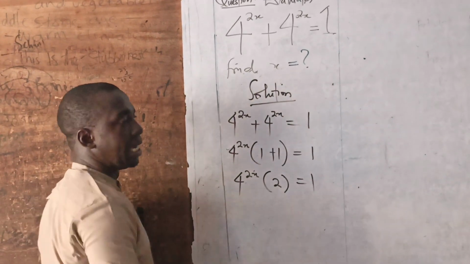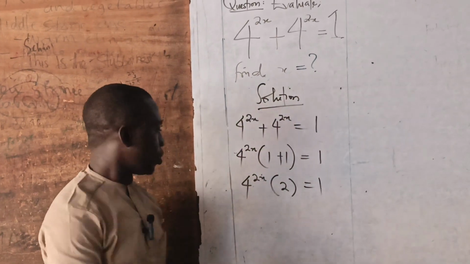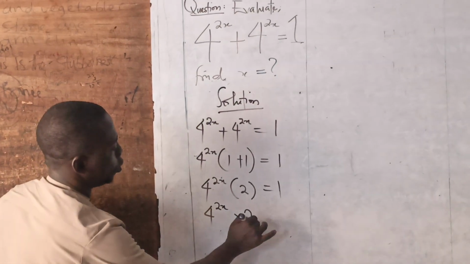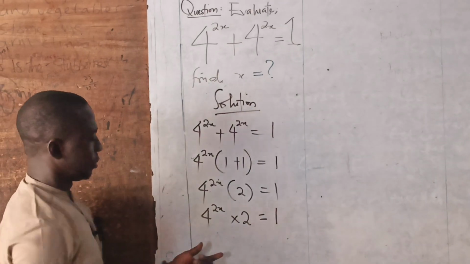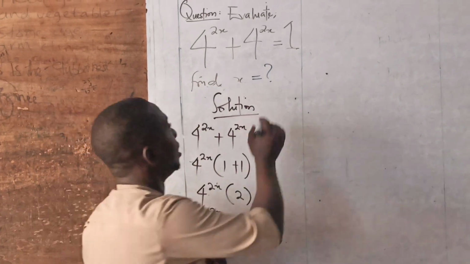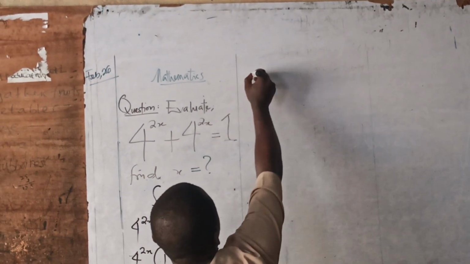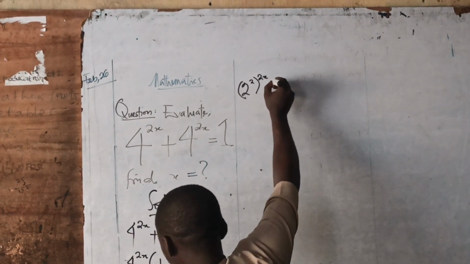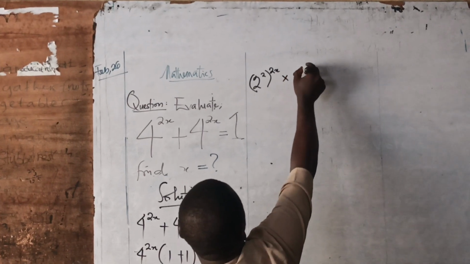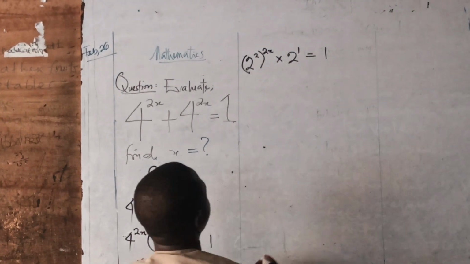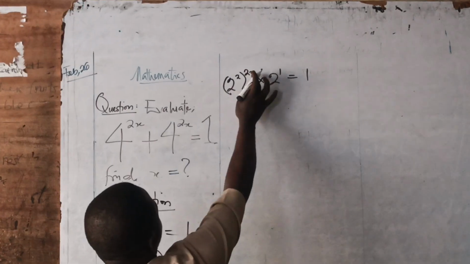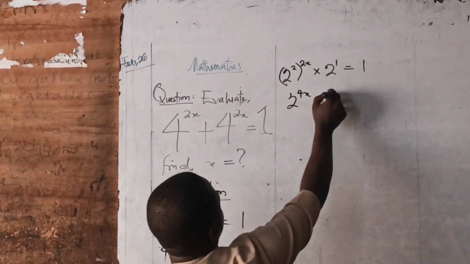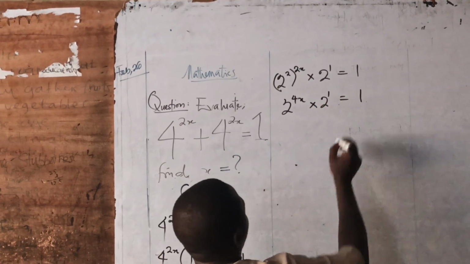Don't forget, bracket in mathematics means multiplication. So we're having 4 raised to power 2x times 2 is equal to 1. So from here, this is the same thing as 2 raised to power 2 into bracket raised to power 2x times 2 raised to power 1 is equal to 1. 2 times 2x, that is 2 raised to power 4x times 2 raised to power 1 is equal to 1.